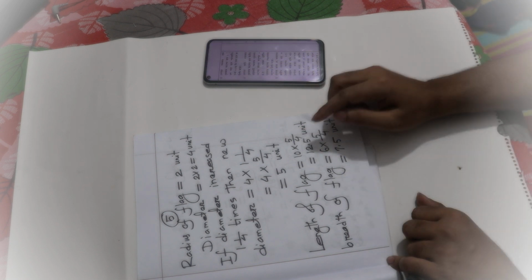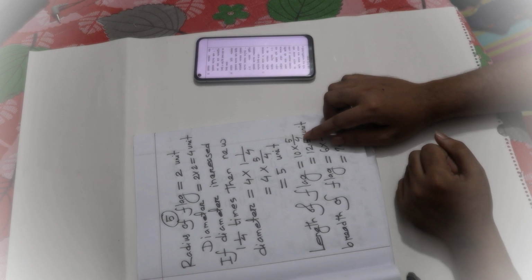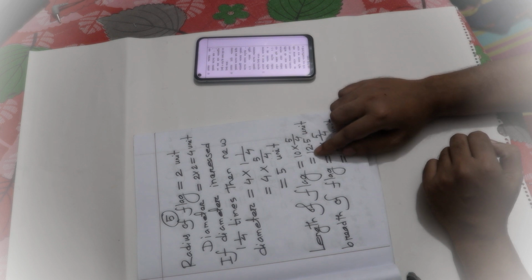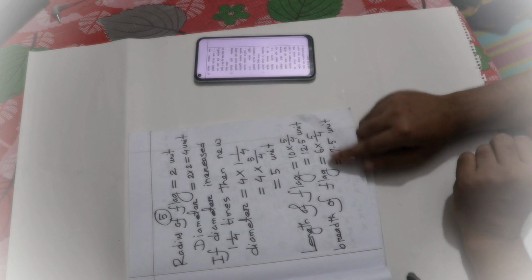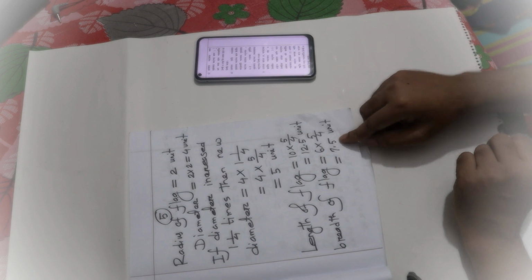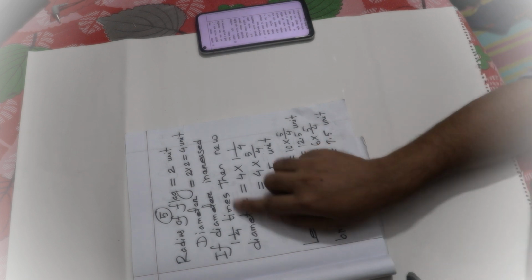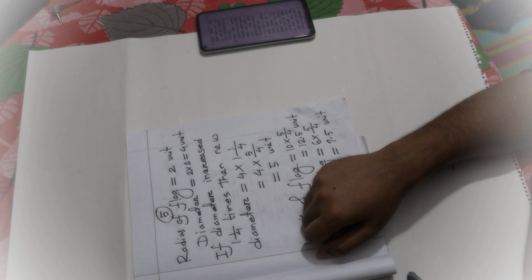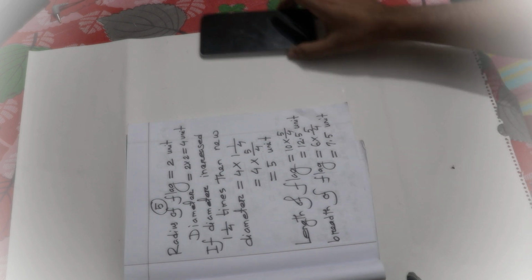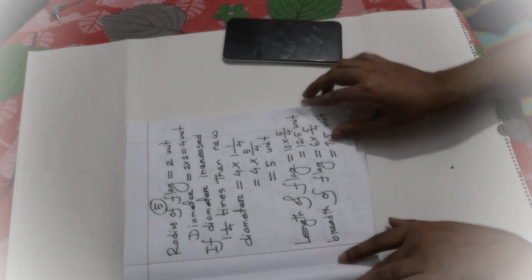This 5 by 4 is a special technique or special rule to find out the length of our flag. So the breadth of the flag will be 6 multiply 5 by 4, that means 7.5. So if the diameter increases 1 and 1/4 times, the length of the flag will be 12.5 and the breadth of the flag will be 7.5 unit.